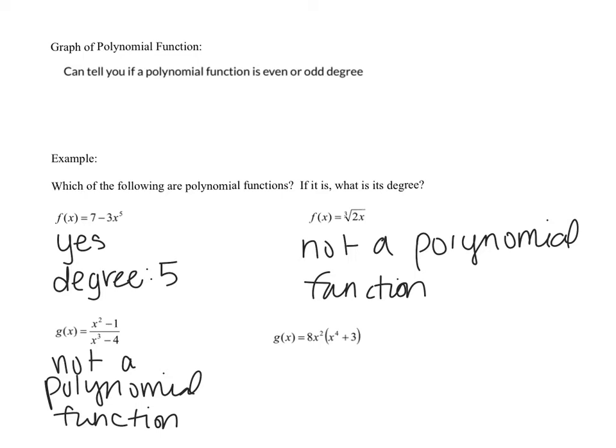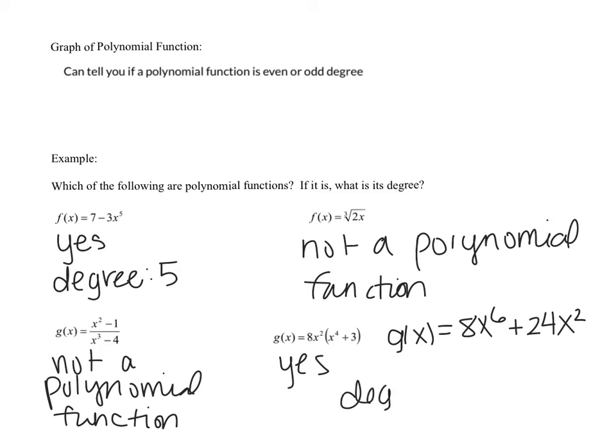And lastly, we're looking at g of x equals 8x squared times x to the 4th plus 3. So it's going to be easier to look at it once we distribute the 8x squared. So we get g of x equals 8x to the 6th plus 24x squared. So now that we're looking at our polynomial, both of my terms have positive exponents, which means this is a polynomial function, and its degree is the greatest exponent, which is 6.